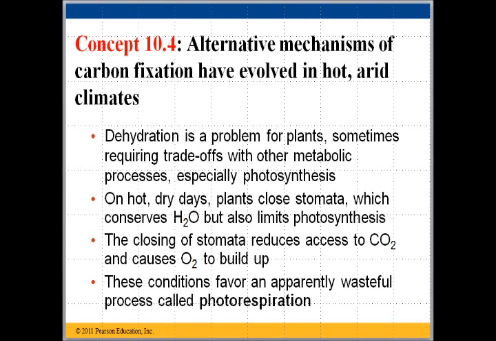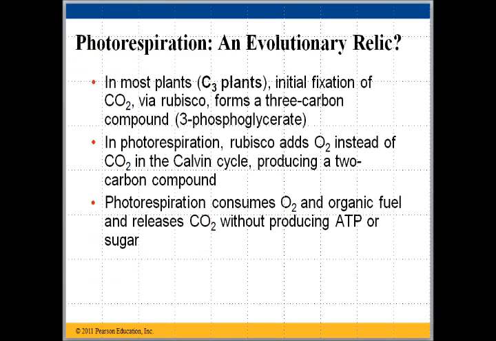So if the plant lives in a hot, dry, arid climate, it's going to lose an enormous amount of water during the daytime hours through those open stomata via transpiration. So to limit that loss of water, oftentimes it will close off those stomata. Well, that creates a second problem, because closing off the stomata limits the access to carbon dioxide from the air, and it starts to allow a buildup of oxygen within the cells themselves. Both of these are negative conditions, and they lead to a somewhat wasteful process called photorespiration. So let's take a look at that photorespiration process.